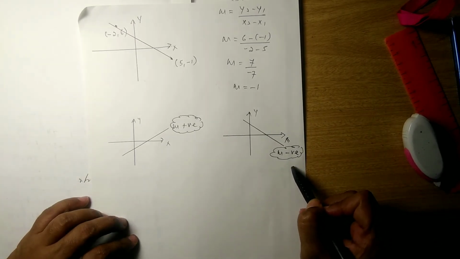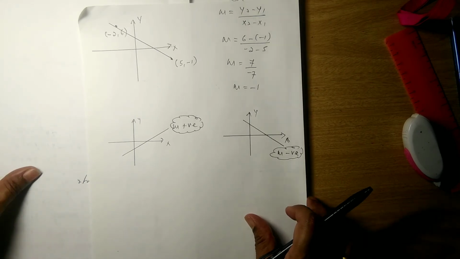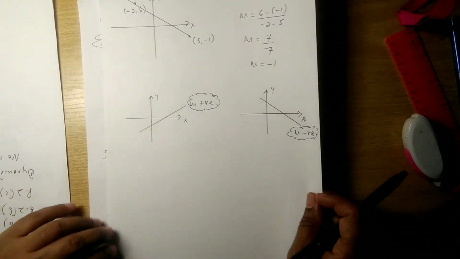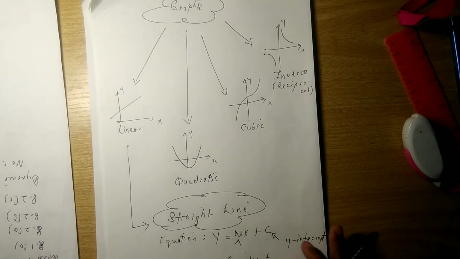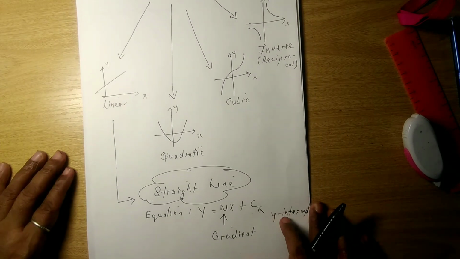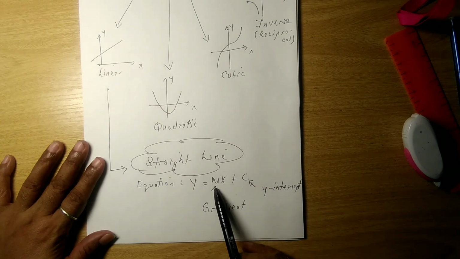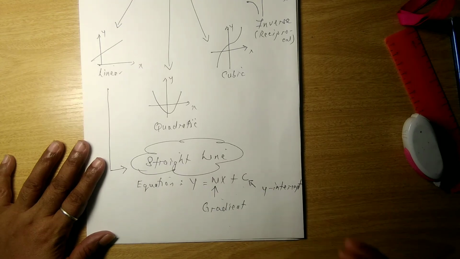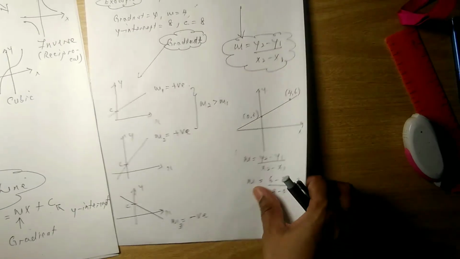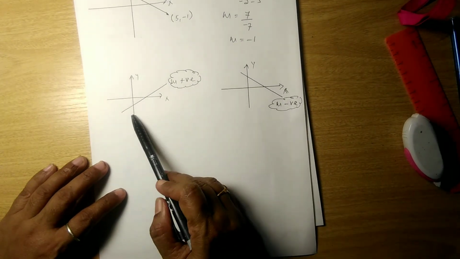So this is just an introduction to our straight line concept. We learned two things today. Number one is how to write your equation of a straight line in terms of y equals mx plus c, where m denotes gradient and c denotes your y-intercept. And the two types of gradient: positive gradient and negative gradient.